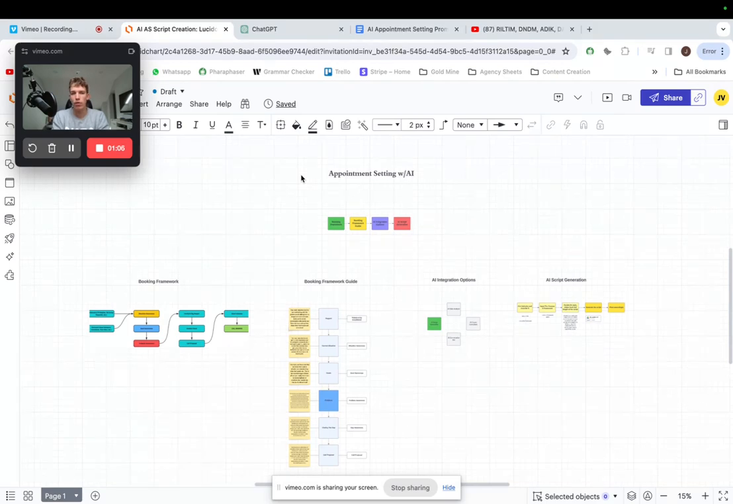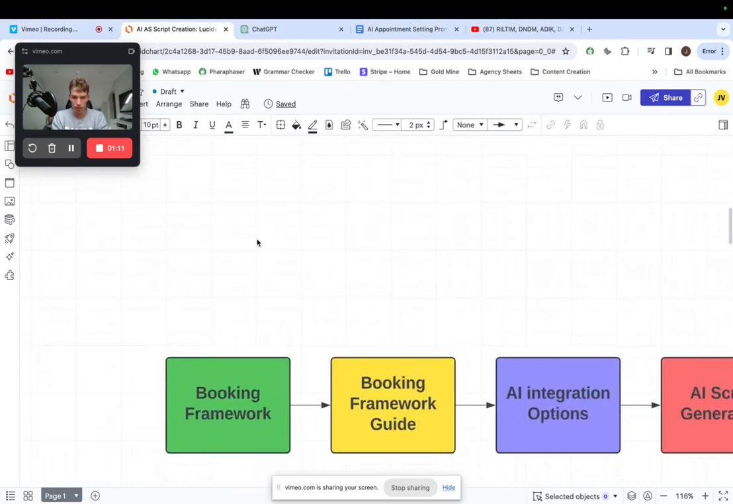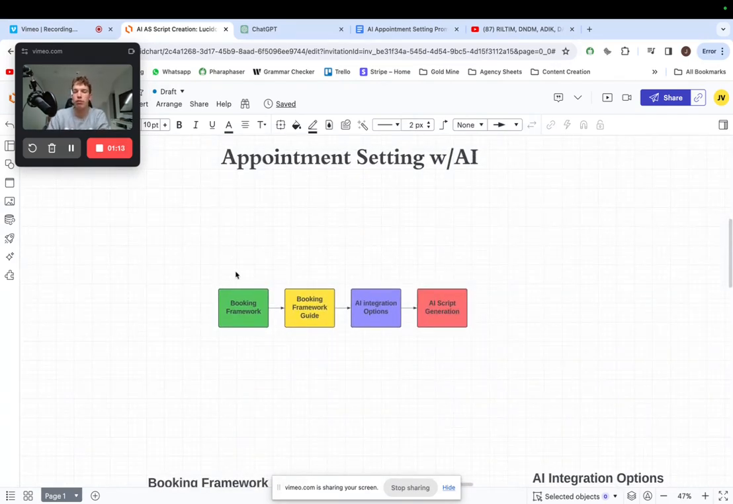But before I give you the exact context, let me just show you what we're gonna cover in this video. So first of all, we're gonna go through the booking framework and then the booking framework guide, because before I give you the AI integration options and before we actually go into creating a script for, for example, our business, or if you're an appointment setter for your company, I need you to understand very clearly how appointment setting is done. Like what are the requirements and how the entire process from A to Z is done properly.